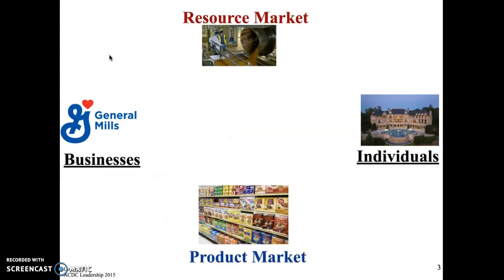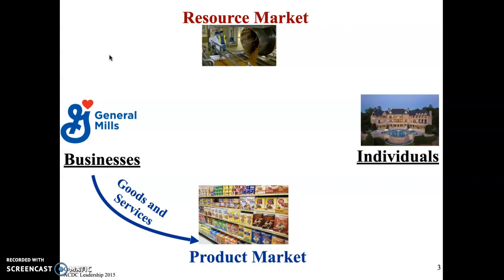So what ends up happening is you get a circular flow diagram. So the markets are connecting businesses to individuals. All right, and the businesses, they produce a good or service. So we're going to talk about General Mills here. General Mills is a Minnesota company. Famously, they make cereal. Okay, they also make a number of other goods, but we're going to focus on yummy, delicious Cinnamon Toast Crunch, which I love.